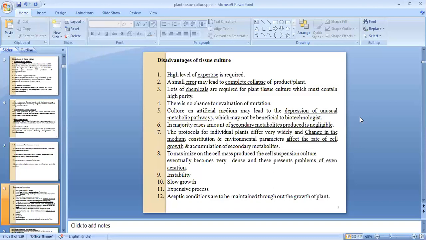And above all, you have to maintain the aseptic conditions. That is, each and every procedure, the area, the instruments you are using, everything should be free from microorganisms. So this is a very great challenge and a very great task for the biotechnologist. Okay, so these are all the disadvantages of tissue culture. But when you monitor all these things in a very careful way, definitely you can do wonders in this area of experimentation.